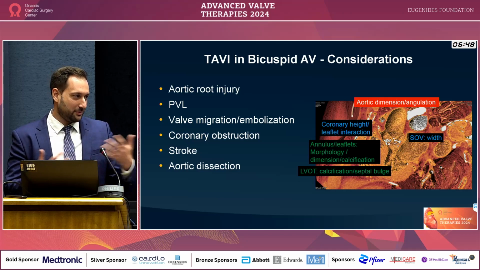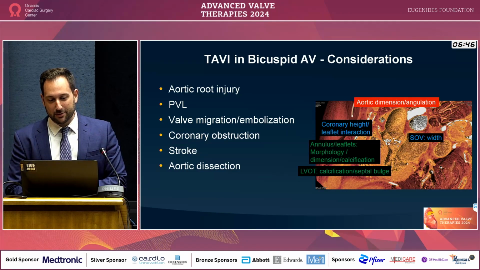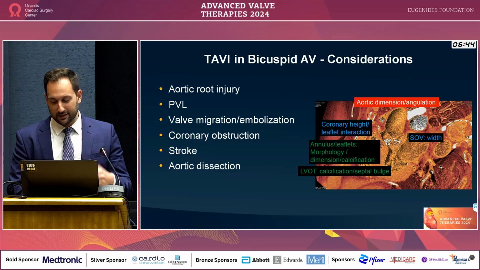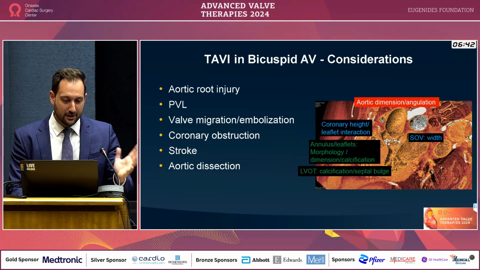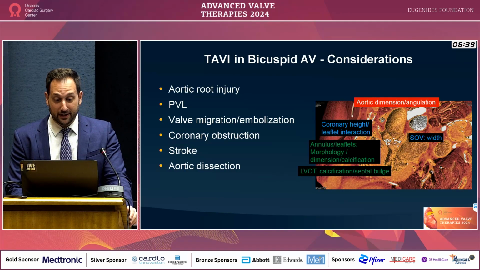So we all know the challenges of TAVI in bicuspid aortic valve. We already talked about it. I'm not going to expand more on that, but we need to be very careful.